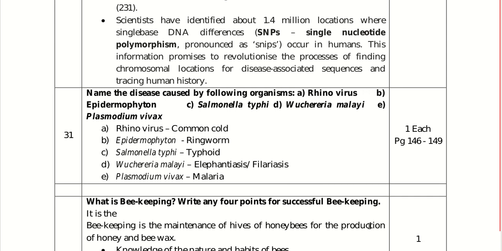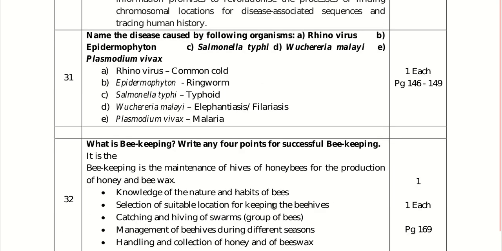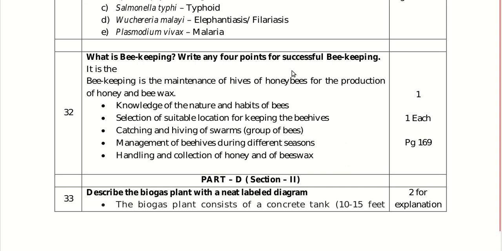What is beekeeping or apiculture, which is also called as, and write any 4 points for successful beekeeping. Beekeeping is the maintenance of beehives of honeybees for the production of honey and beeswax. The knowledge of the nature and habit of bees is required for successful beekeeping. Selection of suitable location for keeping the beehives, catching and hiving of swarms or groups of bees, management of beehives during different seasons, handling and collection of honey and of beeswax are very important for successful beekeeping. So any 4 points you can write out of these 5.